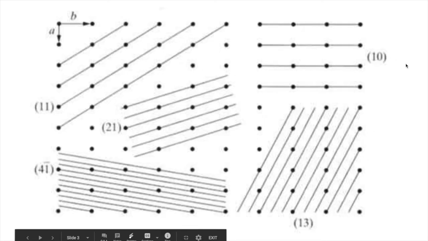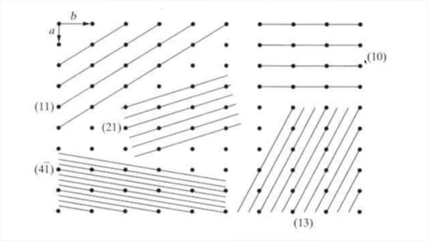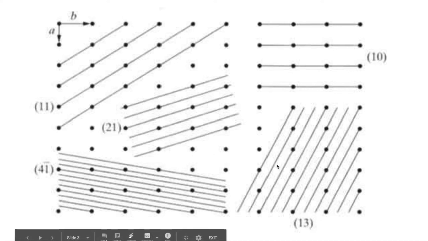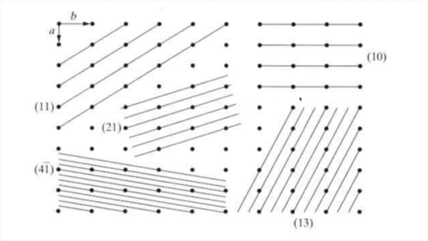All right, another distinction of this difference between Miller indices, where the smaller the numbers are, the larger the spacing. So this is a two-dimensional lattice, so there's only two indices. But if you look at 1, 0, that's relatively large spacing. 1, 1, you can see that the spacing is a little smaller. 2, 1, still smaller. 1, 3, smaller, and then 4, bar 1, even smaller, right? So that's still the connection. And so the smaller the numbers, the larger the spacing. The larger the numbers of Miller indices, the smaller the spacing.